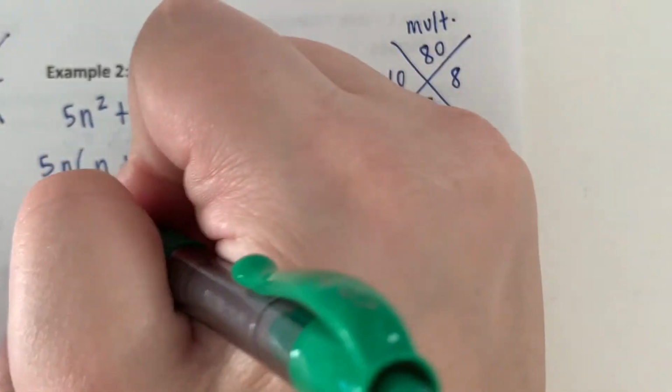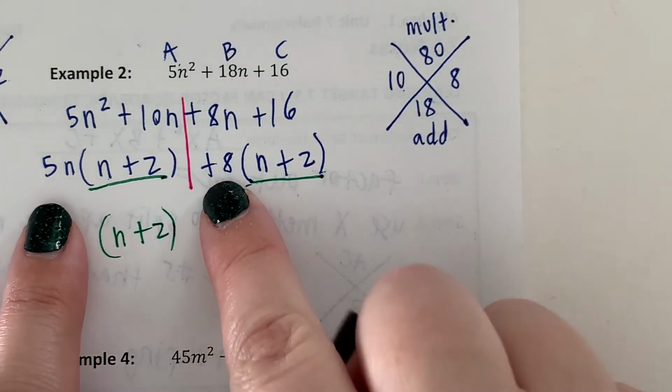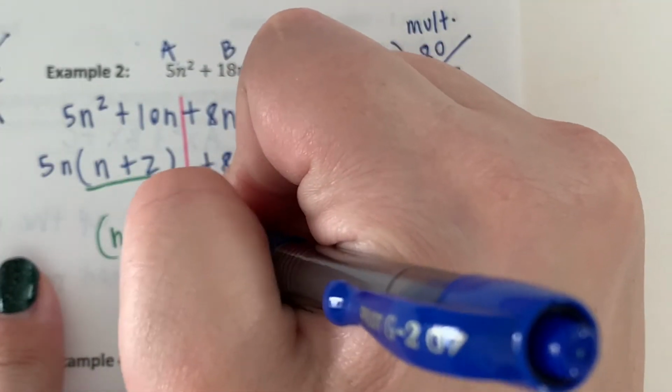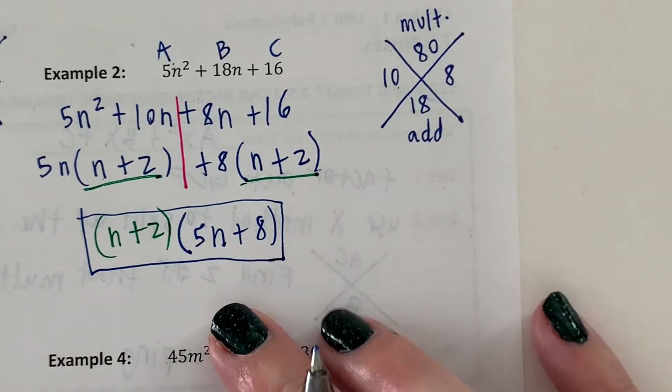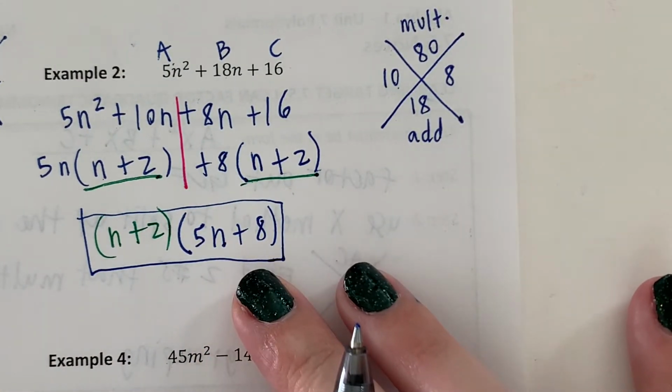Worked out perfectly because I have a common polynomial factor, n plus 2. And then my leftovers, they give me my other factor, so 5n plus 8. And those would be my two factors. I've completely factored this quadratic trinomial.